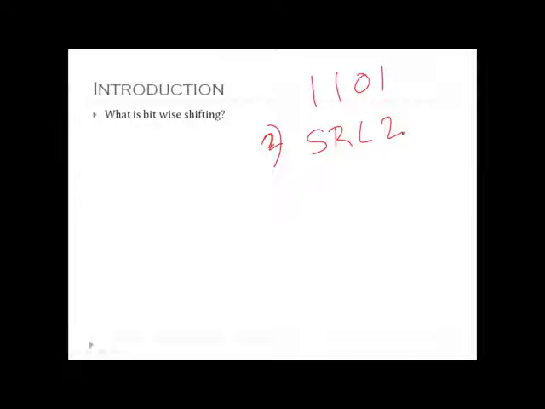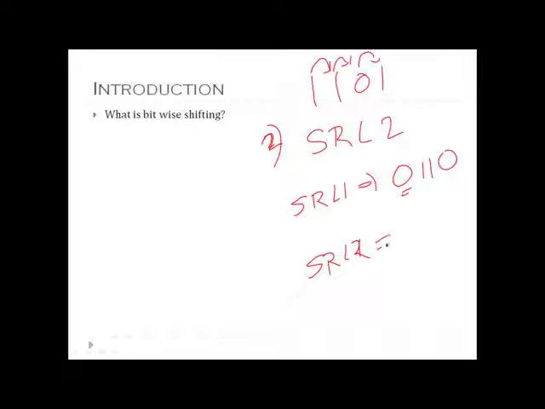Now in this case, if I do SRL1, then I have to shift on the right logically. So this would go here, this will go here, this will go here. So the number would be 0, 1, 1. And then this vacant will be filled with 0. Now if I do SRL2, that means I have to do SRL1 on this, or it is equivalent to SRL2 on this, right? So it would become 0, 0, 1, 1.